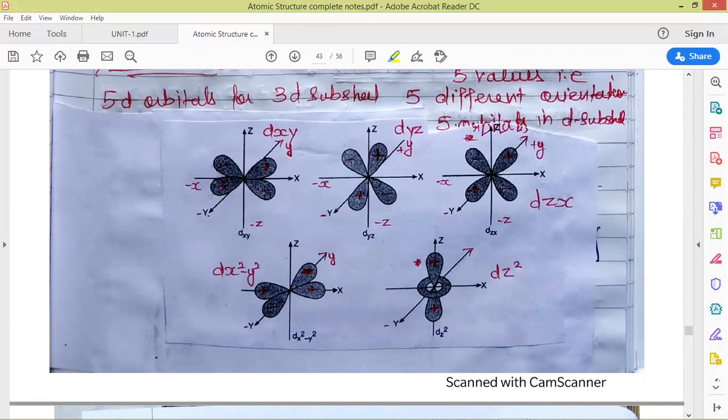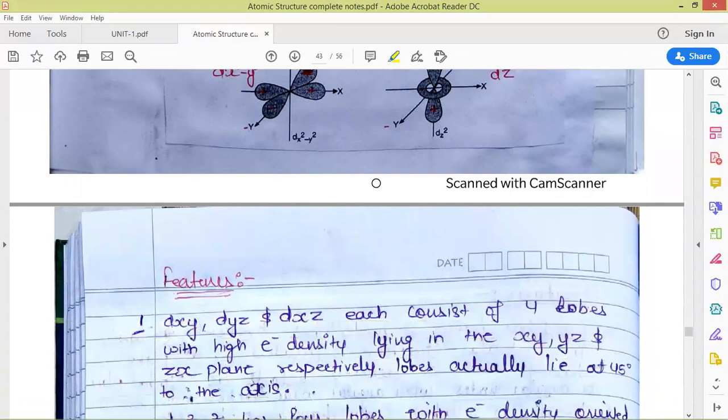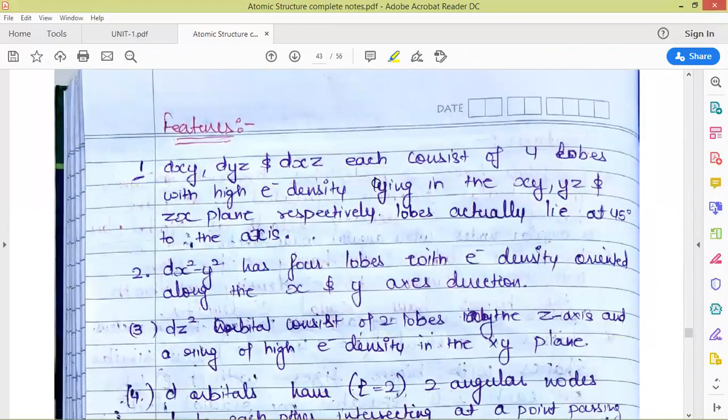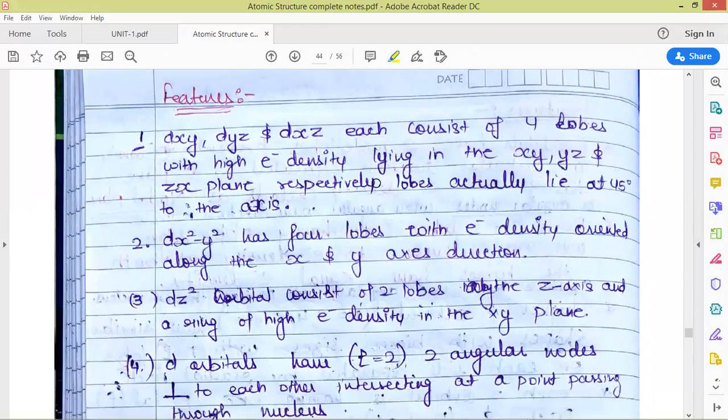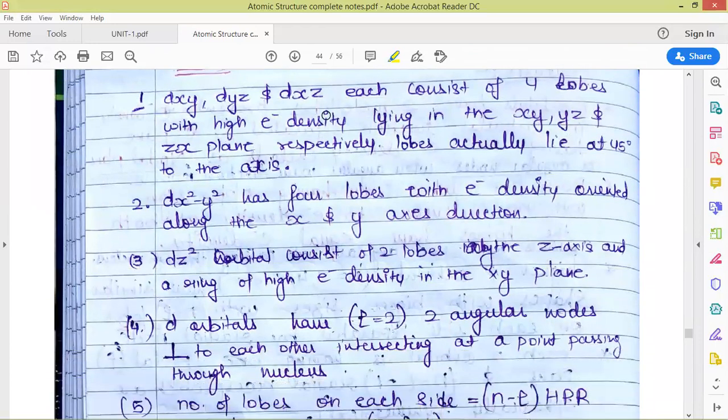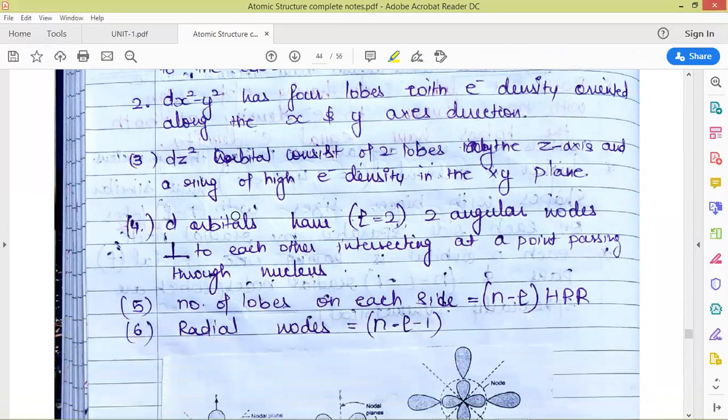This we will be discussing after a few minutes in the video. And for p orbitals, opposite lobes have opposite sign, but for d orbitals opposite lobes have the same sign. The reason for this we will be discussing in a few minutes. So for dx square minus y square, there are 4 lobes with electron density oriented along the x and y axis. For dz square, it consists of 2 lobes around the z-axis, which are symmetrical around the z-axis, and a ring of high electron density in the xy plane.